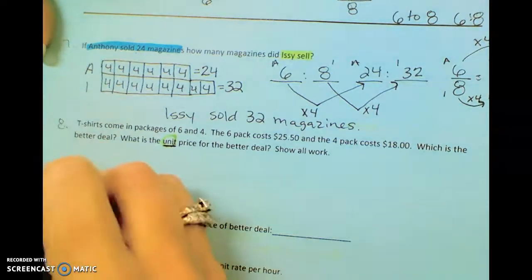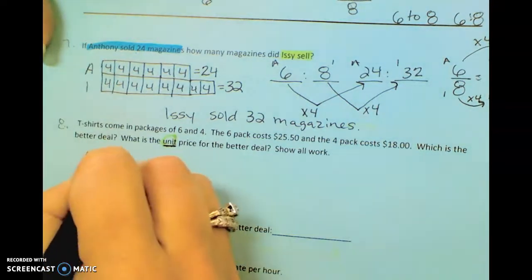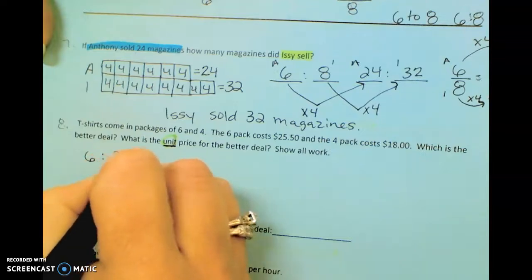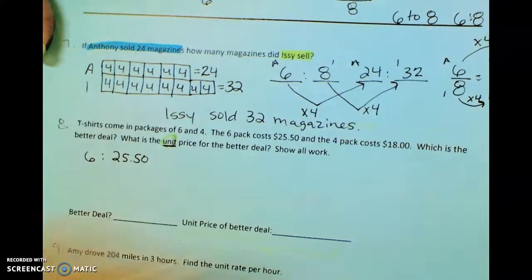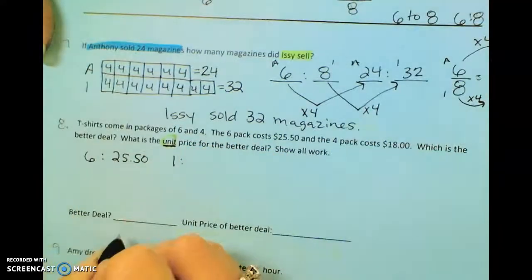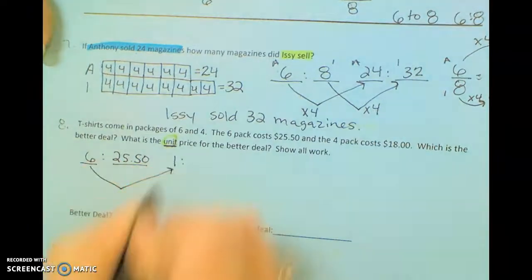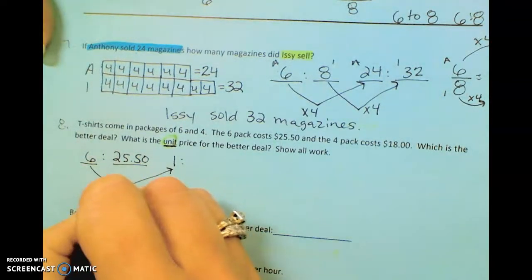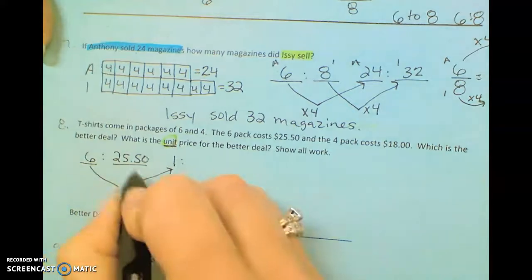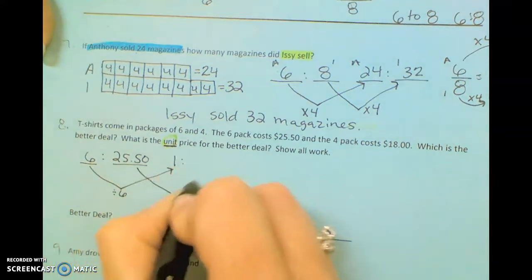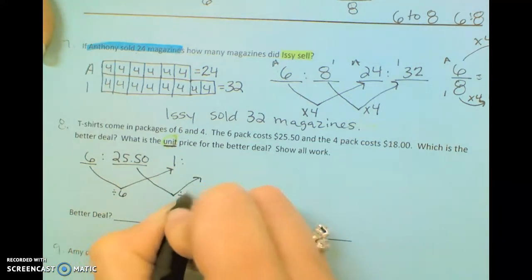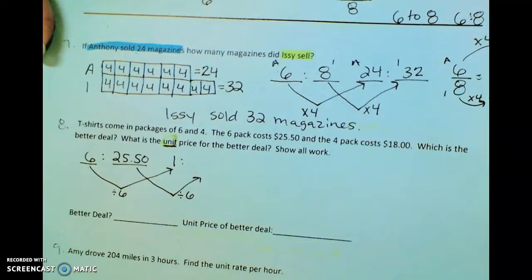So if the 6-pack cost $25.50, then I need to know how much one shirt would cost. So what did I do to 6 to get to one shirt? Well, I divided it into 6 groups. So what do I need to do to $25.50? I need to also divide it into 6 groups.